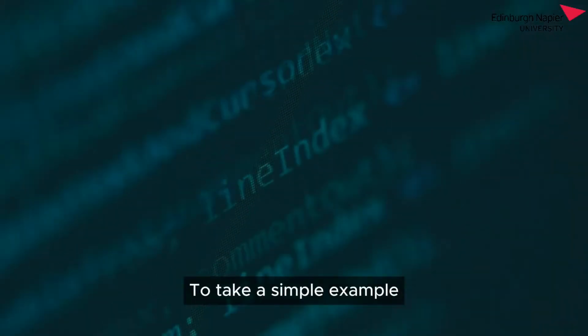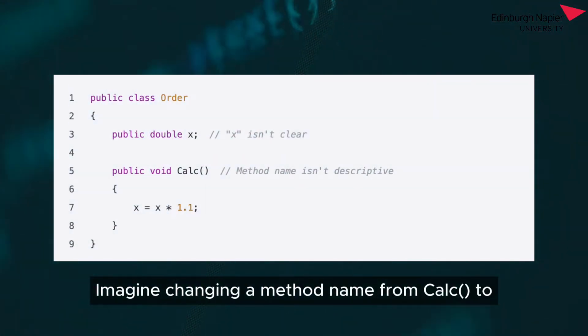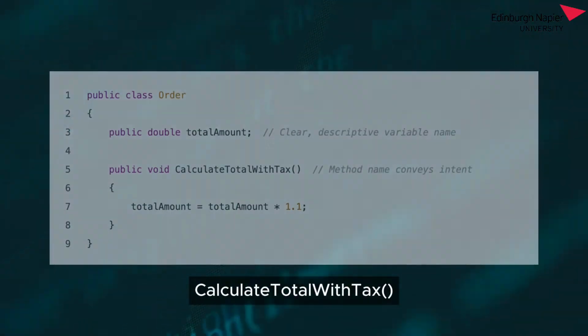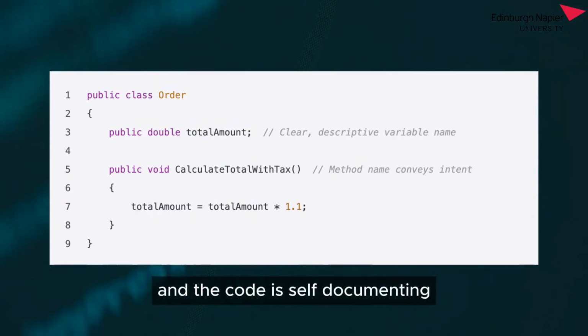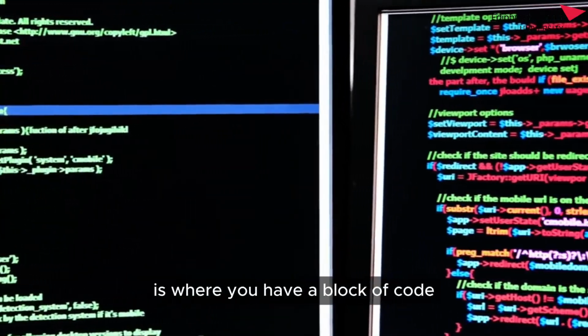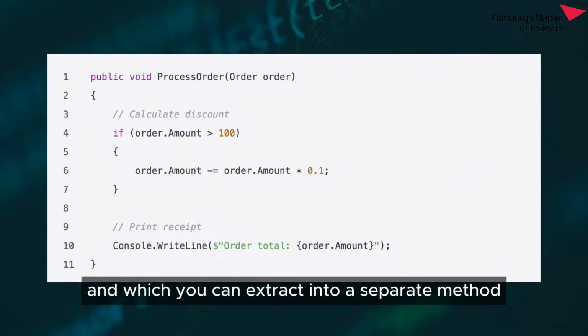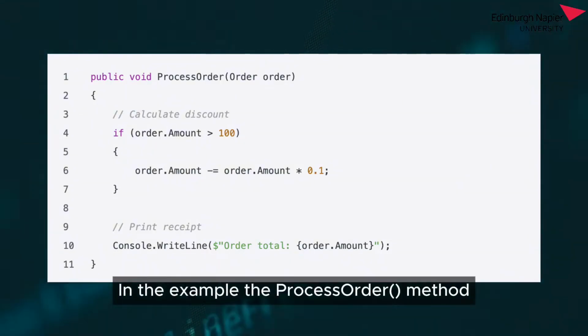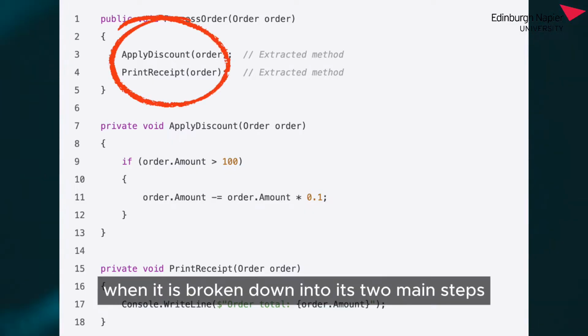To take a simple example, consider the problem of naming. Imagine changing a method name from calc to calculateTotalWithTax. The intent behind the method becomes much clearer and the code is self-documenting. Another common situation is where you have a block of code that does a specific task and which you can extract into a separate method. In the example, the processOrder method is shorter and clearer when it is broken down into its two main steps.